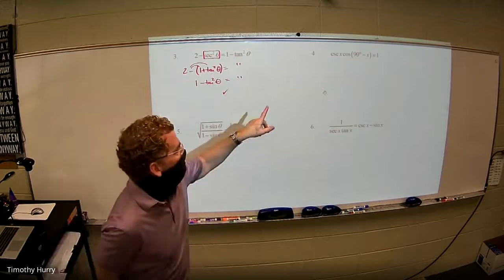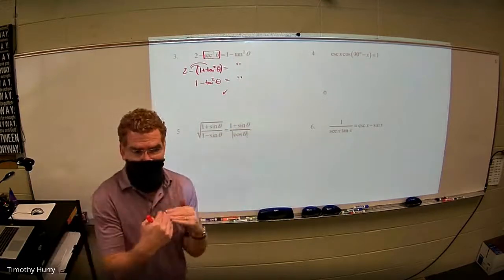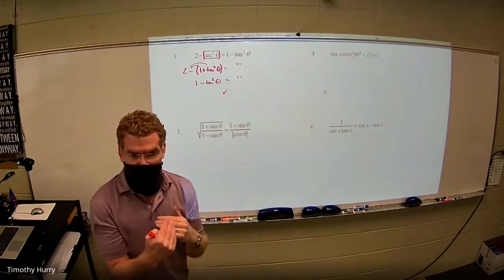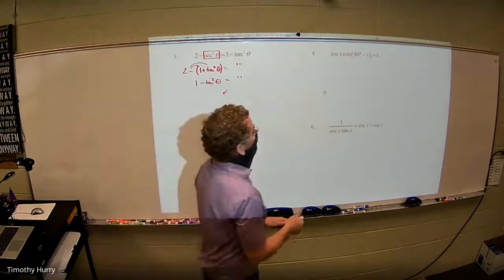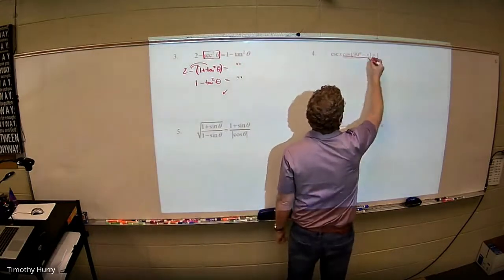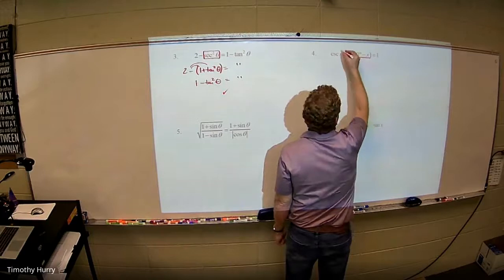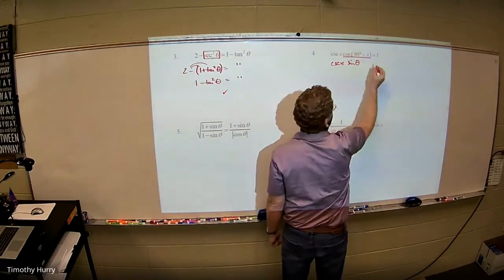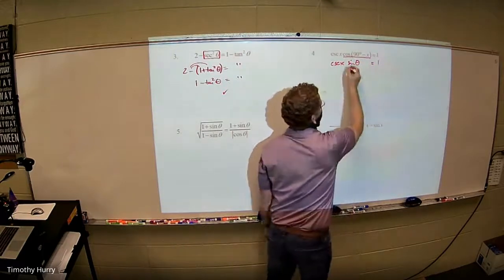So what is the cosine, just out of curiosity, the cosine of 90 minus theta? That's the sine of theta? Okay, well, can I replace that then with the sine of theta and just drop down the cosecant and the equal on the 1?